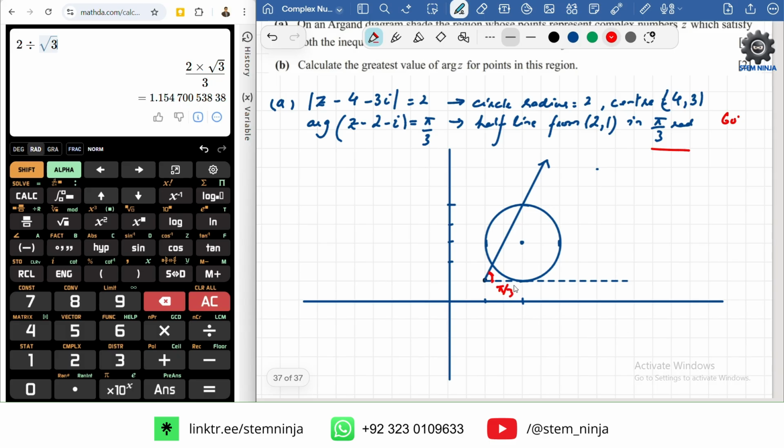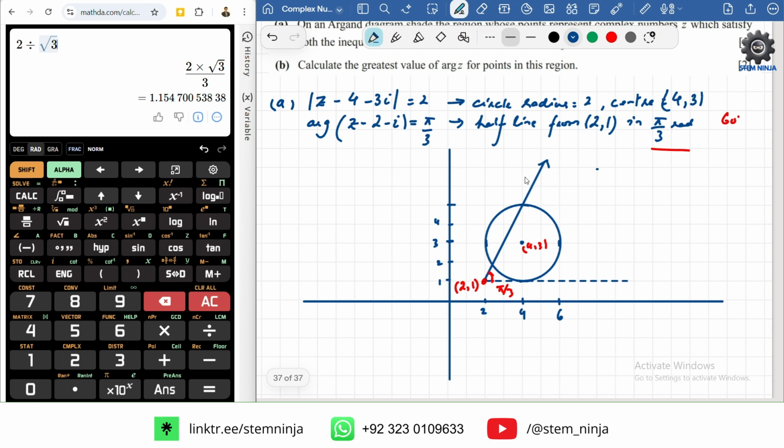So pi by 3. And this point is 2, 1. This is 4, 3. Okay. Now, what else do we need? Yes, certain labeling would be fine. This is 3, this is 2, this is 1, this is 4. Right? And this is 4, this is 2, this is 6.